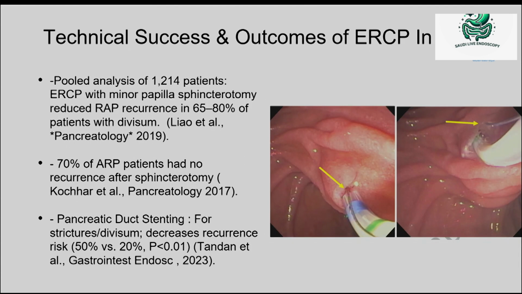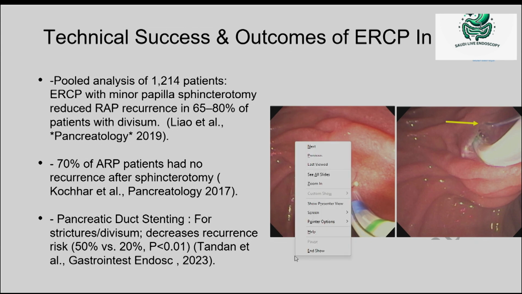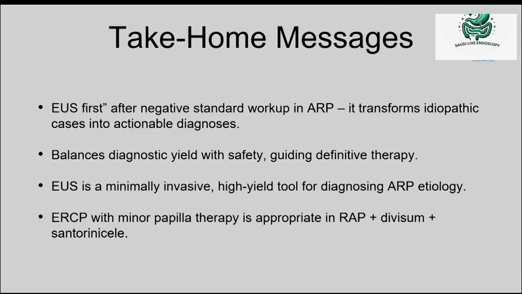There is another very good study showing 1,200 patients. They underwent ERCP with minor papillotomy, and they found a reduction of another attack of acute pancreatitis by 85%. Also, there is another well-known study. They mention up to 70% reduction in acute recurrent pancreatitis after minor sphincterotomy. Ductal stenting also has been noted if the patient has a pancreatic duct stricture, which reduced the incidence of recurrent pancreatitis.